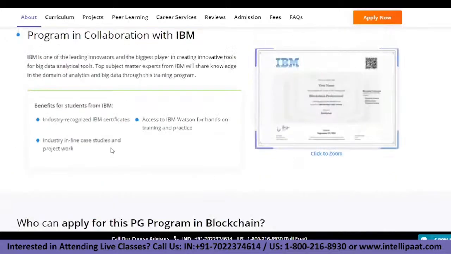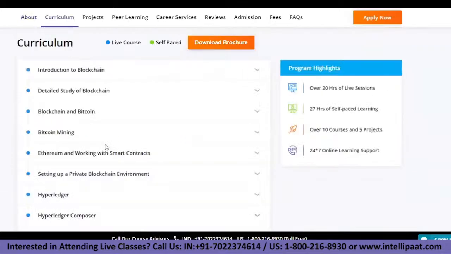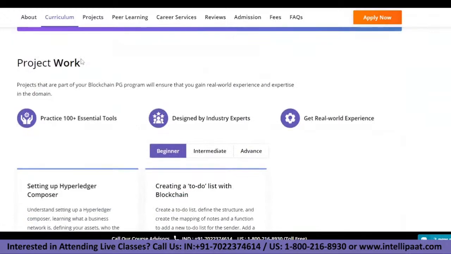All right, so all of these things are there. Now, the curriculum is more or less the same because in both of the courses we are covering end to end everything that you require to know about blockchain.